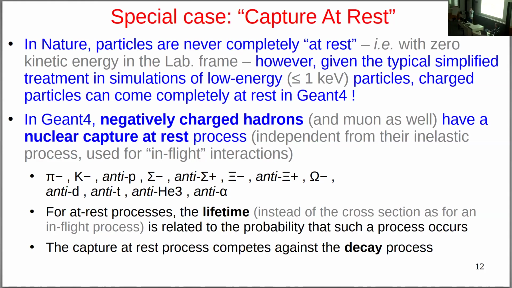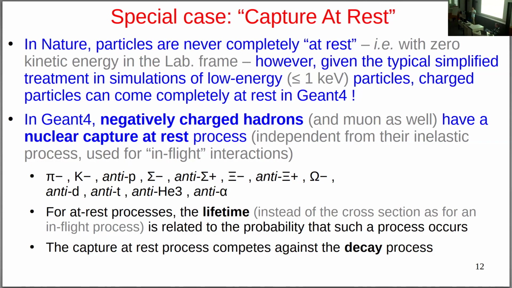Okay, there is a special process which is called nuclear capture at rest. First of all, at rest means that there is zero kinetic energy. Now, in real life, it never happens that a particle is exactly at zero kinetic energy because there is always temperature above zero. We will never reach absolute zero. There's always some thermal motion. But of course, in a simulation, everything is simplified. So in Geant4, things go really to zero, so that you have particles that, for instance, are charged, they ionize, they lose all their energy, they are exactly at rest.